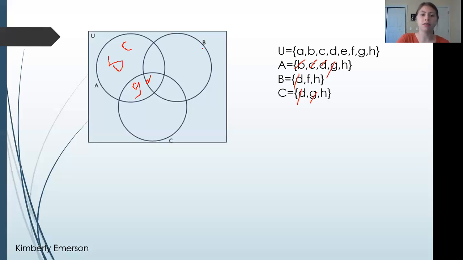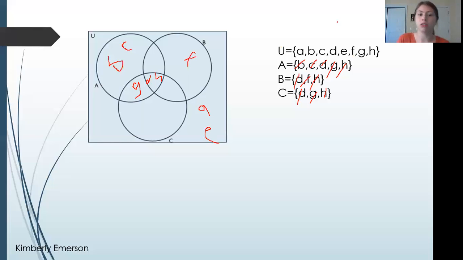And we see that F is only in B. So we have F. And then H is also in B and C. So we have, oh, H is also in A as well. So we're going to put H right here next to D. And then we have A and E left. So where do those go? Well, they go on the outside of the universe. So here's A, and then here's E.